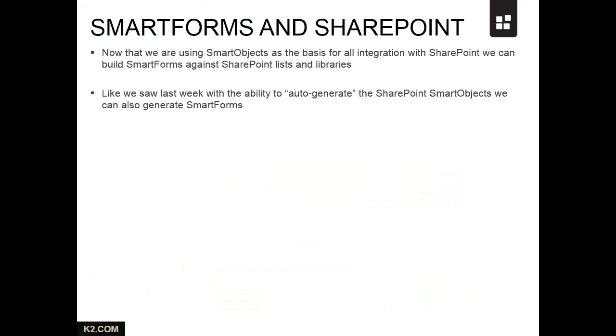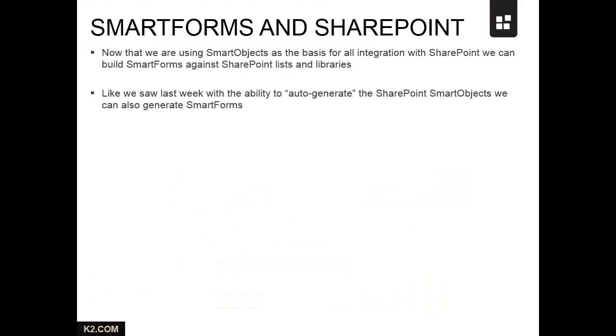But much like we saw last week, we're trying to make this very simple for people to get started. So inside the SharePoint Design Canvas, we were able last week to actually generate the smart objects without having to open up a blank smart object canvas and start building in all the properties and methods ourselves manually. We were able to just click a button and generate that stuff.